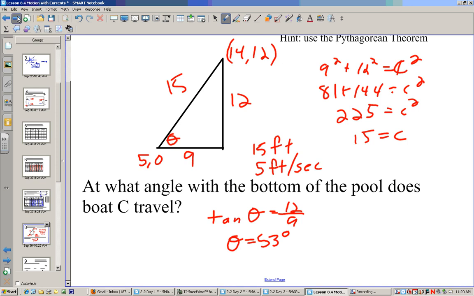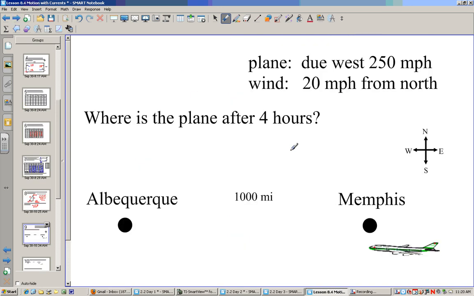All right, so now if we start in Albuquerque and we fly due west, or we start in Memphis and we fly due west, but we don't take into account the 20-mile-an-hour wind from the north, let's think about these equations. So my axis starts here.